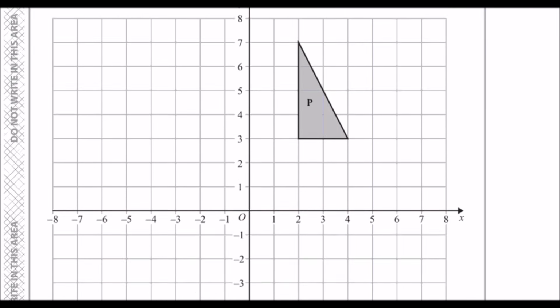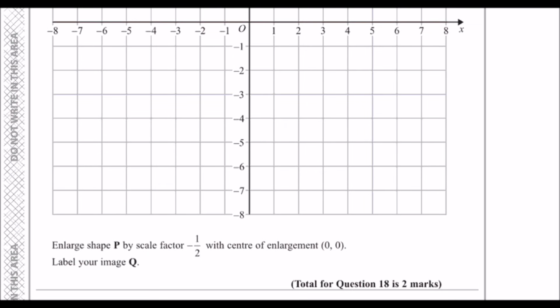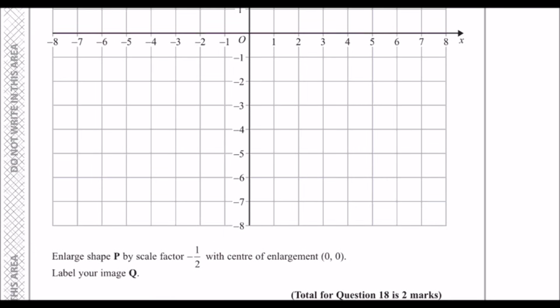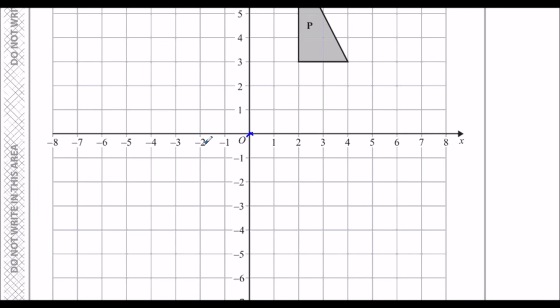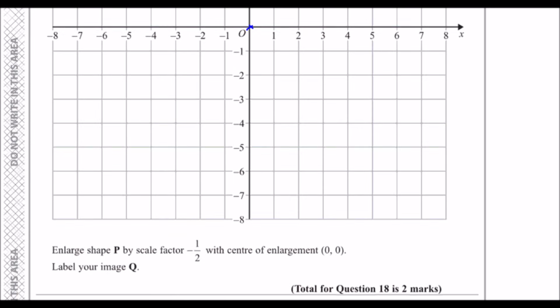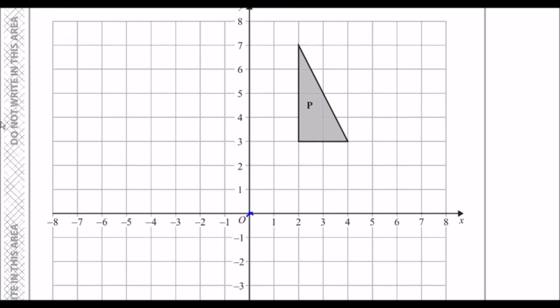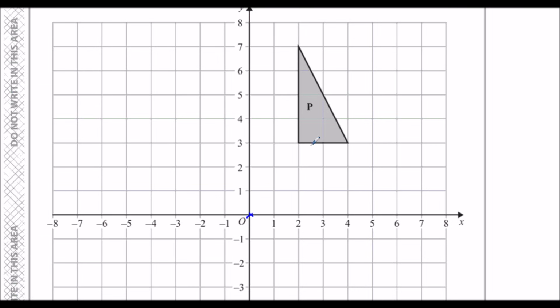Okay, question 18. Enlarge shape P by the scale factor -1/2, center of enlargement at the origin. So scale factor -1/2 and label the image Q. Okay, so to get to the bottom corner, and color code it a little bit. So to get from the bottom corner at the moment, we go along 2, up 3. And I'm going to times that by -1/2.